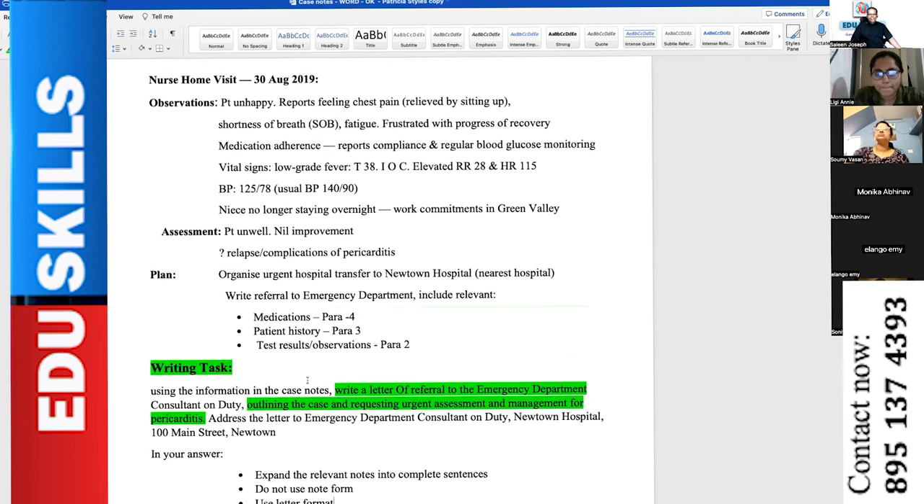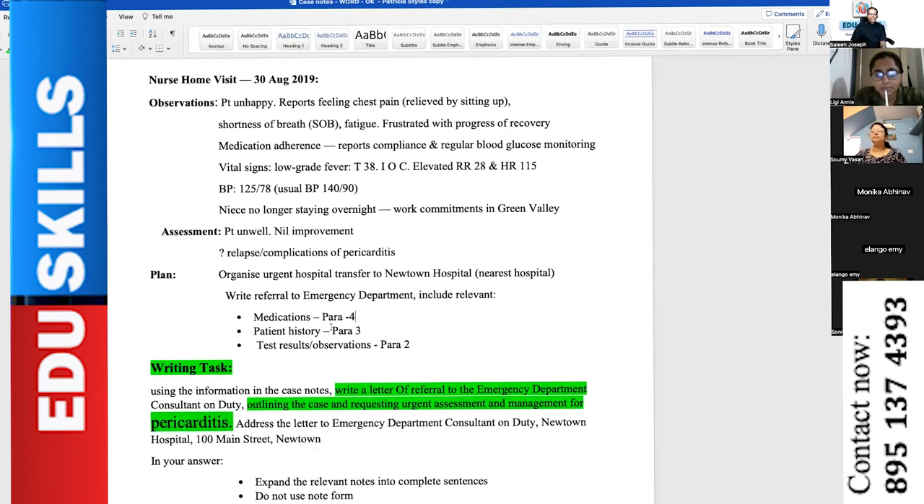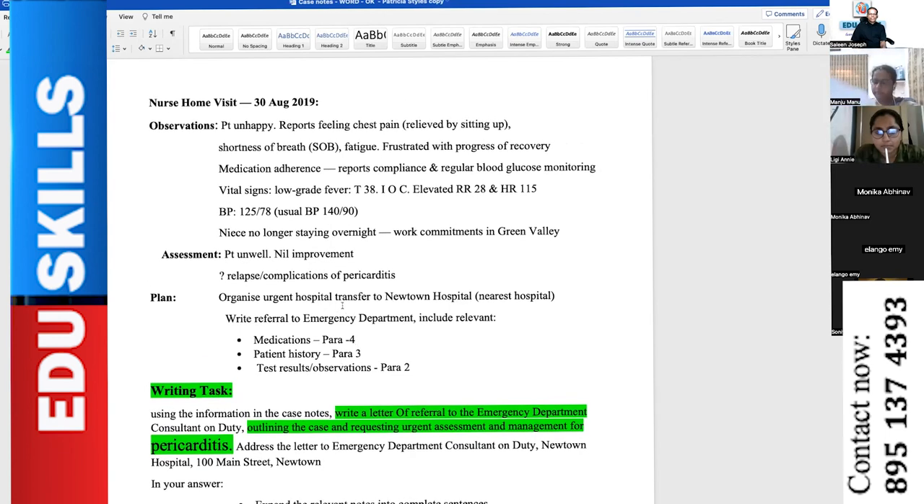And what is your next business? The next step is you have to identify the key issue. Now, here, the key issue is already mentioned. What is the key issue? Pericarditis. Now, could you just identify these words? We'll go from here. Can you identify some words in this case? Relapse and complications of pericarditis. So you have the word here.